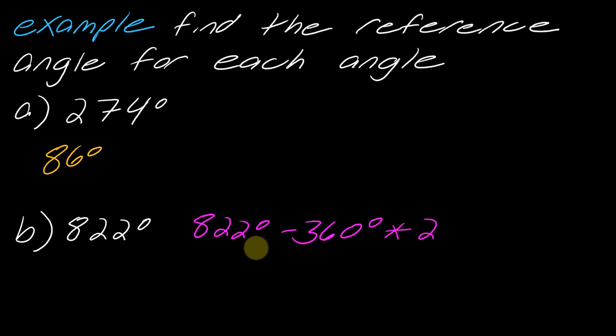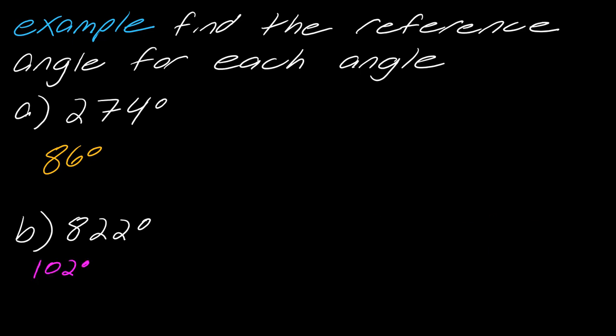Well, if I take 822 degrees and subtract 360 degrees twice, so I'm looking for the smallest angle I can get under 360 by subtracting 360 degrees. In doing that, I get 102 degrees. So that would be the angle that's coterminal. Okay, so this is not quite my reference angle.